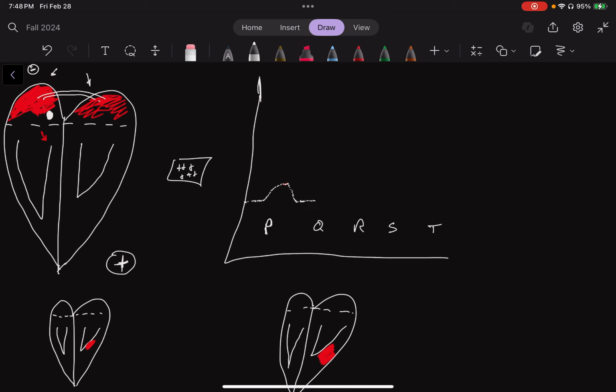And then what happens is the AV node sends signals through the bundle of His. It sends the signals through the bundle of His over to these bundle branches.